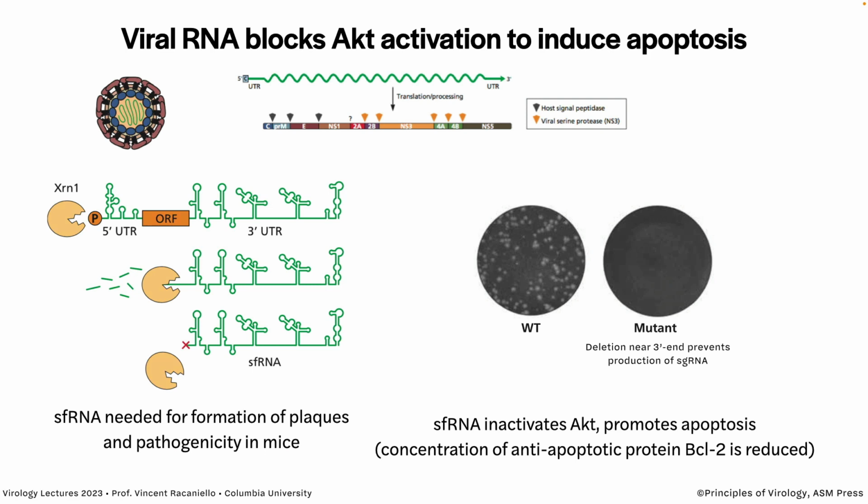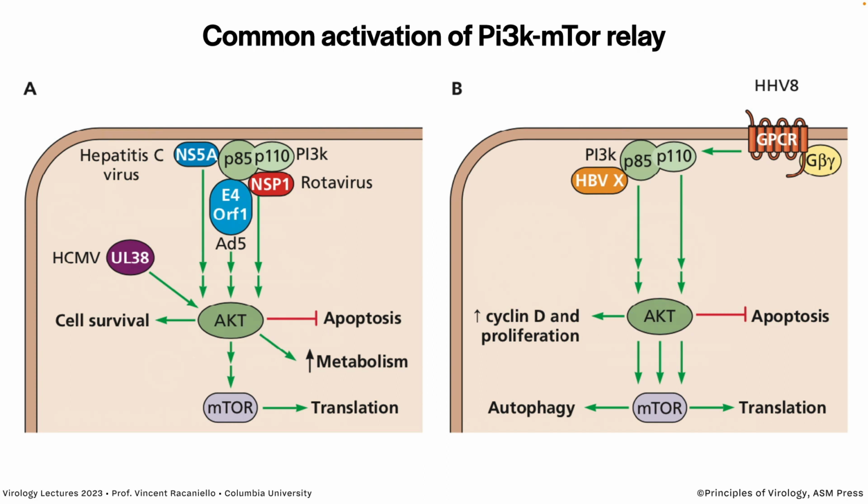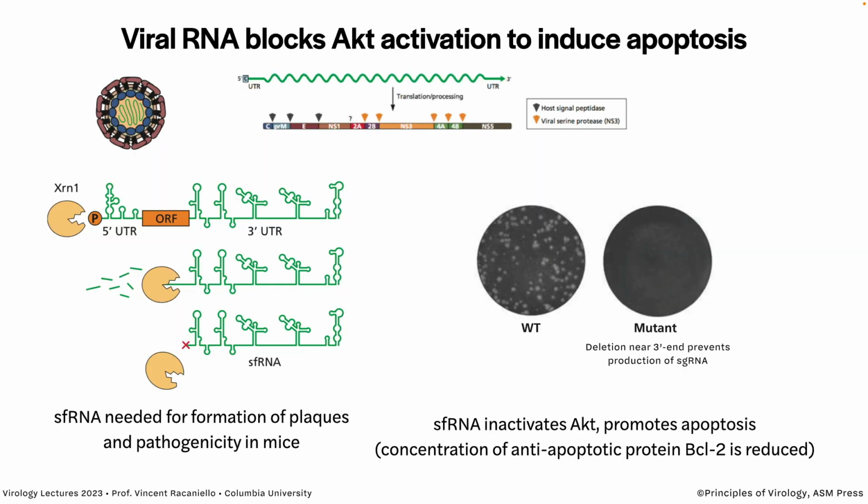And that RNA inactivates AKT. So remember, AKT is an inhibitor of apoptosis. So when you inactivate AKT, you now have apoptosis. You drive apoptosis, and this allows the virus to get out of certain cells. And in fact, if you take away this little sfRNA, if you make a little change in the 3' UTR, which prevents you from making this subgenomic RNA, so the XRN chews it all up, that virus doesn't form plaques. It will still grow, but it doesn't form plaques. It's the wild-type virus that makes sfRNA. If you take out the ability to make sfRNA, no plaques.